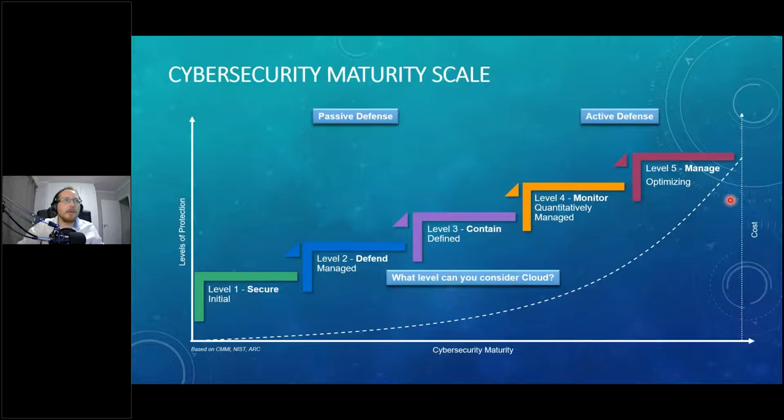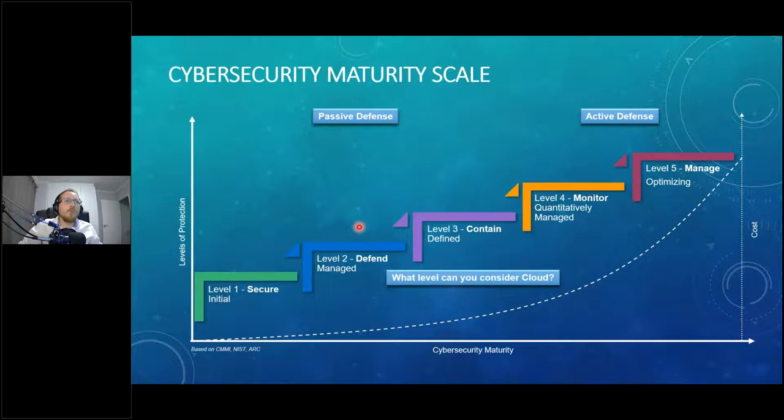Now, what I want to introduce here is the cybersecurity maturity scale. For those of you who don't know, this is something based on the CMMI and NIST. Basically, it's just a very simple way that you as an organization can create levels for yourself, define what they are for your particular type of organization, and that way audit against yourself and see where you are from a cybersecurity perspective.